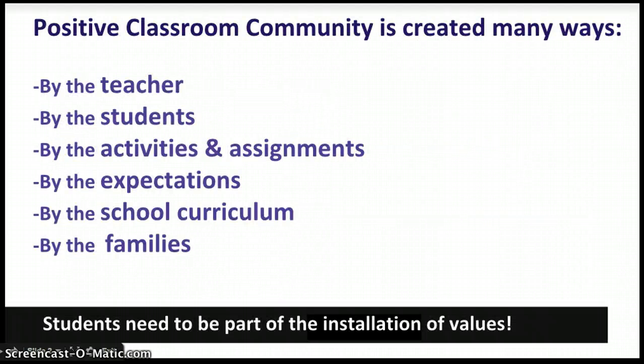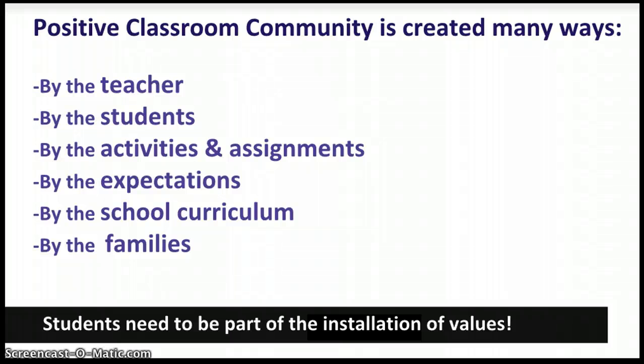To start out, as we know and from the readings and from speaking with a lot of people, a positive classroom community is created in many different ways. In my opinion, what I gathered from the reading is it's created by the teacher, the students, the activities and assignments in your class, the expectations, the school community, as well as the school curriculum, and by the families of the students in your class.